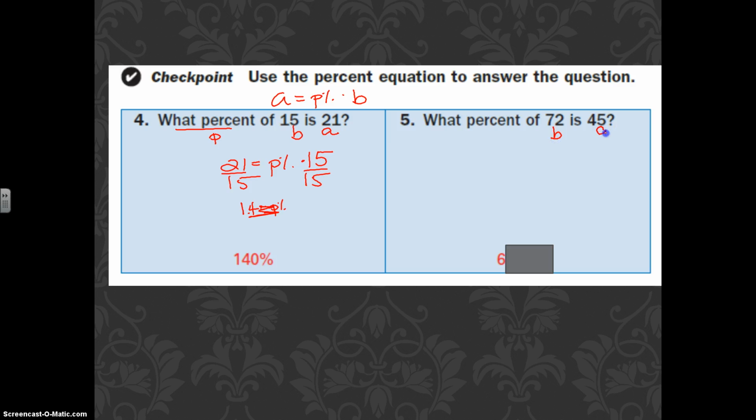This is B, that's A. 45 equals P percent times 72. Divide by 72 on both sides. 45 divided by 72 is 0.625. So move it 2 places to the right, 62.5%.